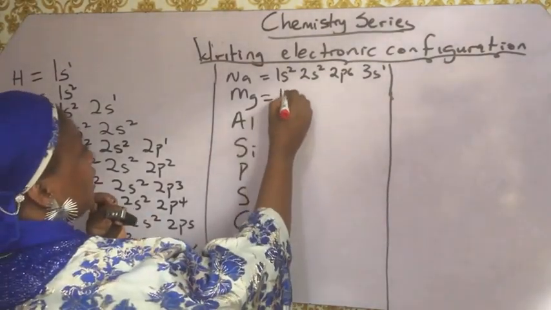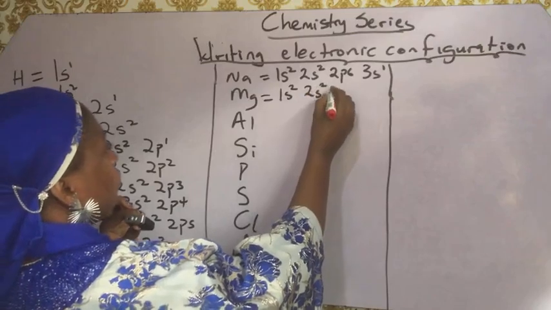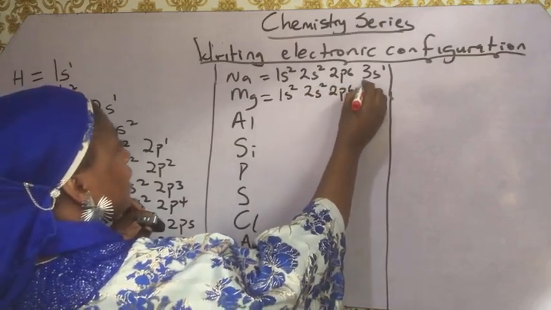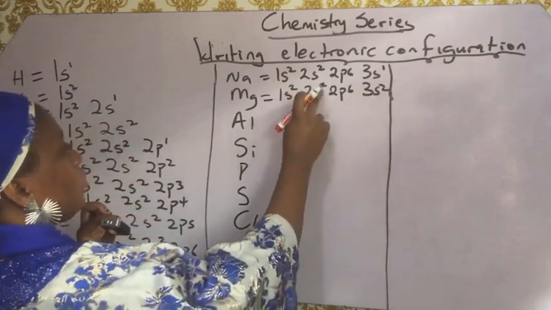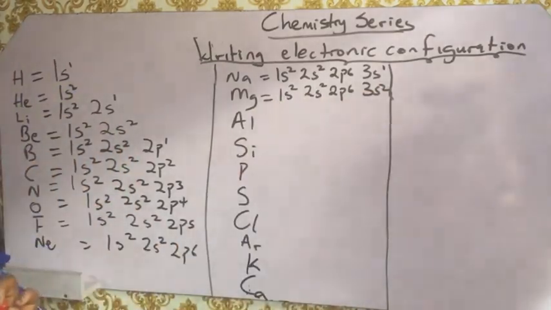Then you have magnesium, which has 12 electrons. You have 1s2, 2s2, 2p6, and 3s2, because 2 plus 2, 4, 4 plus 6, 10, 10 plus 2, 12.